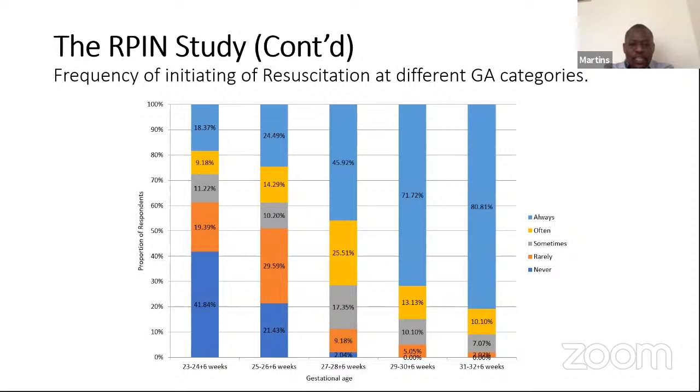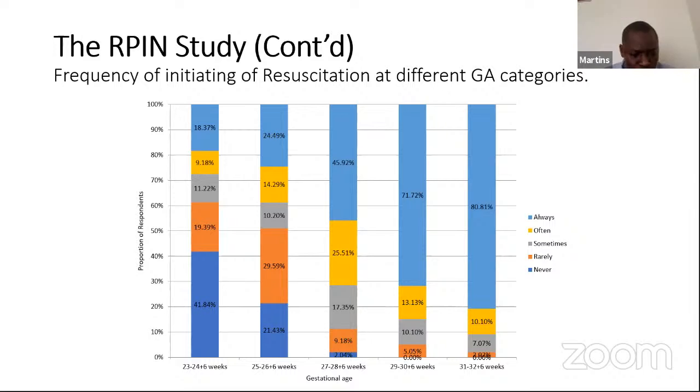So we looked at, again, individual responses. For each gestation of 23 weeks, 24 weeks, 25 weeks, how frequently will a doctor want to initiate resuscitation for this infant? If you could hover the cursor around the blue and yellow, which are always and often. So always and often means they will always want to do it, they will often do it. The gray ones is sometimes, so it depends on a lot of other factors. And then some say rarely, and then some say they will never.